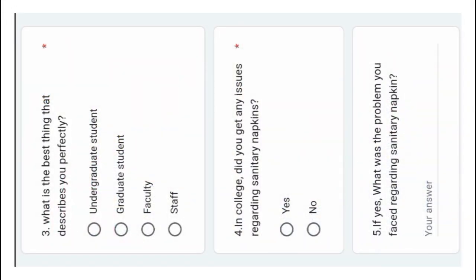Okay, beautiful. What is the best thing that describes you perfectly? So that is the education in which you are faculty, graduate student. Very good. Then, in college, did you get any issues regarding the sanitary napkin? Okay, very good. This question should be asked before we go into it. So you're not directly going to implement the vending machine, right? You're taking the opinions of others. You're understanding क्या ये problem सच में है भी या नहीं है. If you find from the survey that the problem is not there, then what is the point in implementing that vending machine? So that is why you are doing this survey. Am I right? Very good, guys.